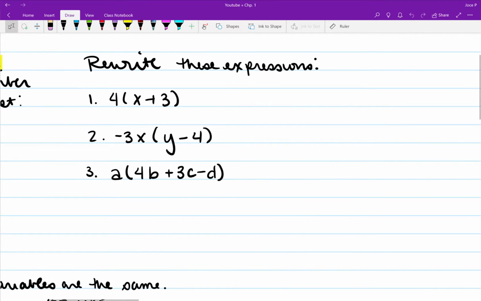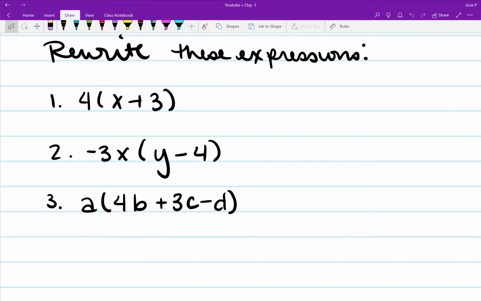So let's try some. Let's rewrite these expressions. Remember we learned about expressions? There's no equal sign here. Expression. So we're going to rewrite this as, first, we're going to distribute the 4 to the x. So that's 4x, with 4 being the coefficient. Oh, look at all these new vocab words. Then we're going to distribute the 4 to the 3. Keep the plus. 4 times 3 is 12.